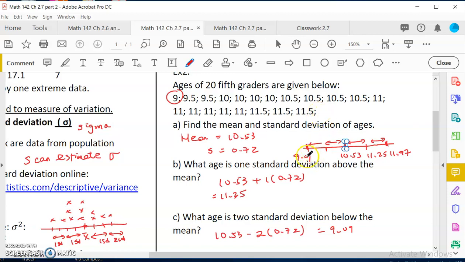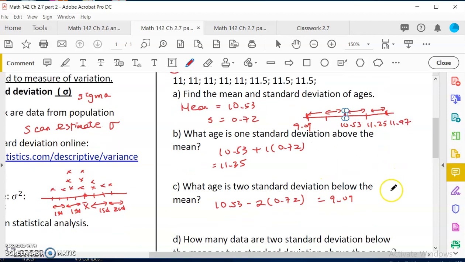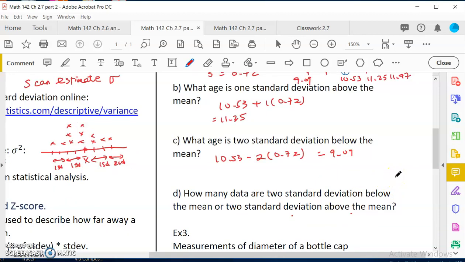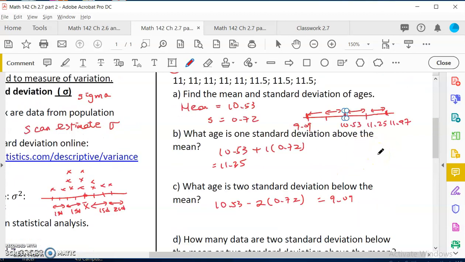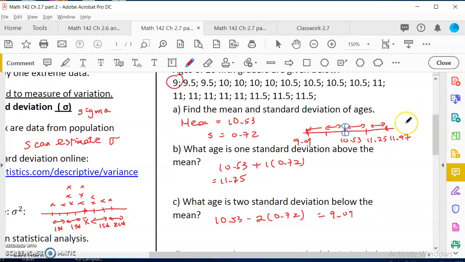So we have two standard deviations below the mean, 9.09. Two standard deviations above the mean is 11.97. And what we can do is ask how many data are two standard deviations below the mean or two standard deviations above the mean. After we calculate the boundary of two standard deviations, this is 11.97. So any data that is higher than 11.97 is two standard deviations above, but we don't have anything beyond that, right? So that's zero data.